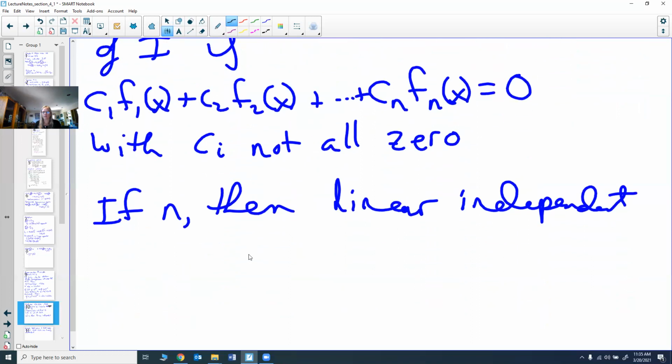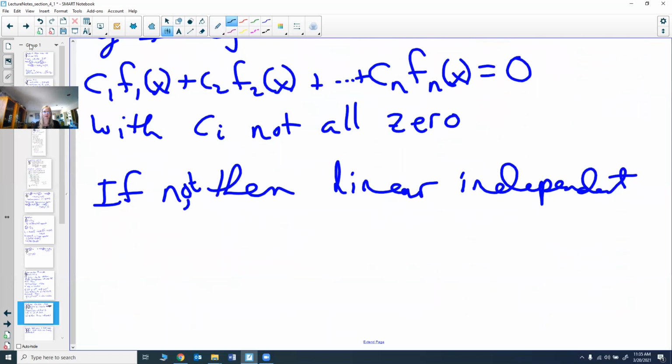If it's not true, if they don't do this, then they're called linearly independent. That shouldn't just be an N, it should be "if not." So if this is not true, then we call them linearly independent. And that's what we're going to be looking at, how we talk about that and deal with that.